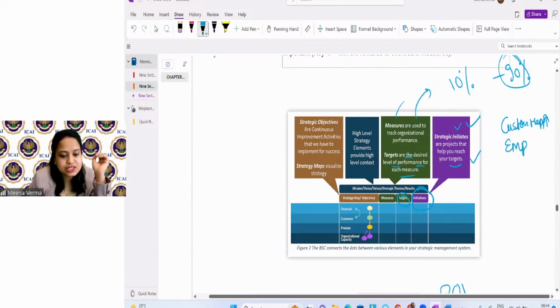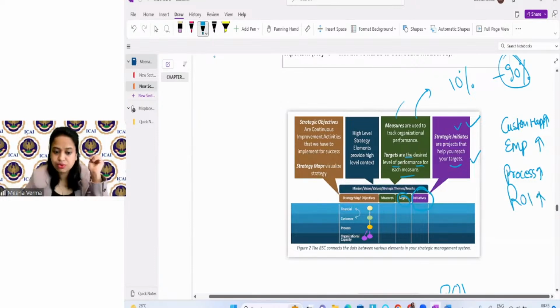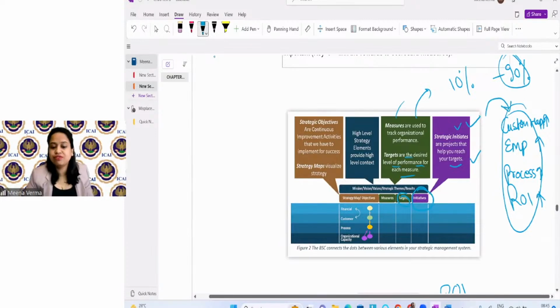Employee satisfaction should be improved. Then business process should be improved and return on investment should be improved, right? All these things should be improved. So how much you have improved it will be the target. How much you manage to improve it will be the target. You will check how much you have improved it, right?